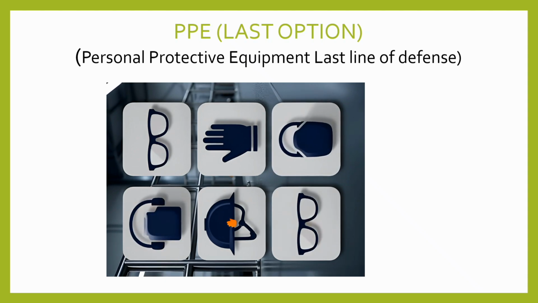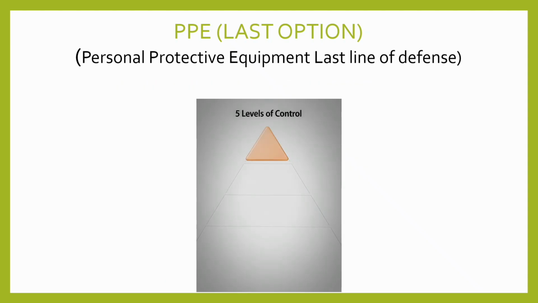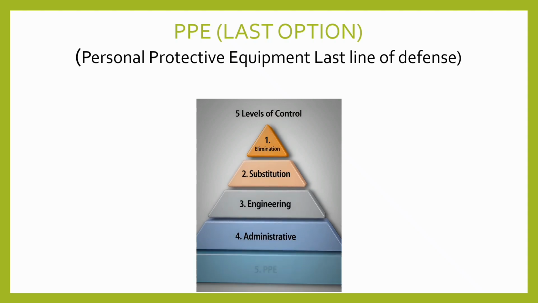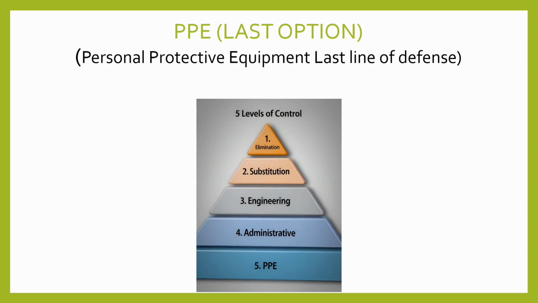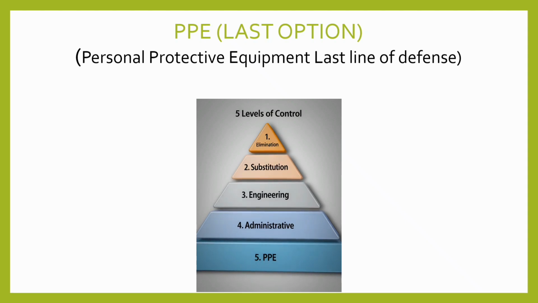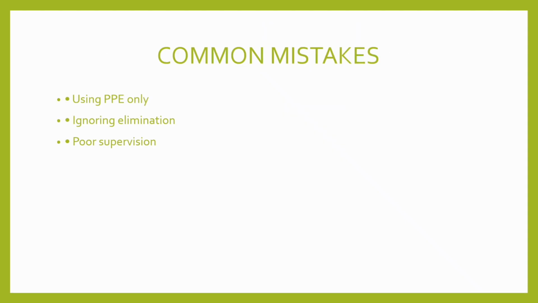A common mistake in the workplace is using only PPE. This is not enough. Hazards should always be controlled at the source using the higher level controls. For example, the first, then second, then third. If needed, then the fourth and fifth. Always remember to follow the hierarchy of control.